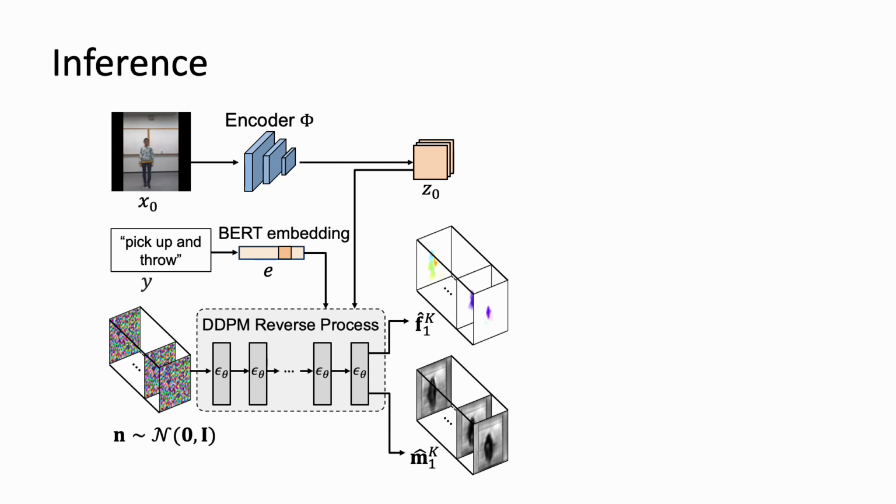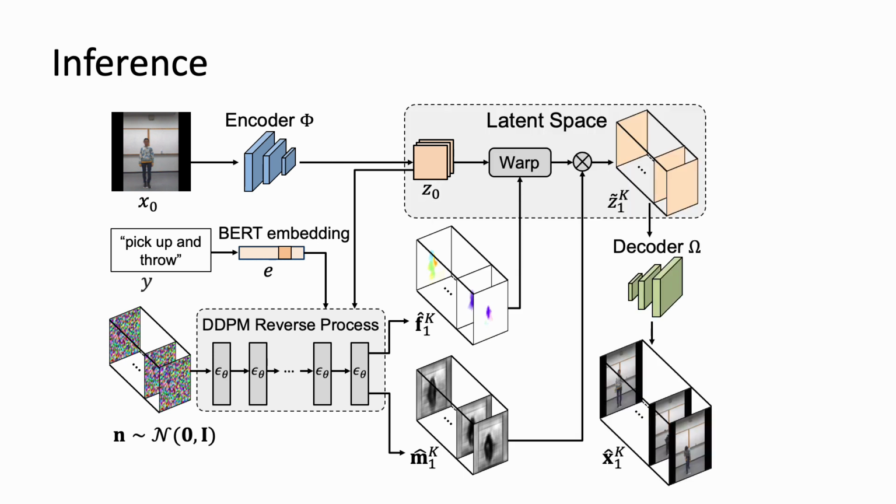During inference, we first use the pre-trained image encoder phi to encode the subject image S0 as feature map Z0, and use the pre-trained BERT to encode the class label Y as text embedding E. Conditioned on the image feature Z0 and text embedding E, we sample the latent flow sequence F hat and occlusion map sequence M hat using the DDPM reverse process. Then we utilize the flow and occlusion map to do the feature warping and feed the warped feature to the image decoder to generate a final video.